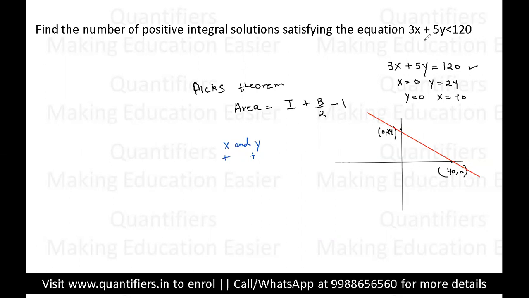So it is also given that 3x plus 5y is less than 120 and x and y are positive. Students, हमें basically वो वाले points निकालने हैं which are lying inside this triangle. I hope everyone is getting what I am saying. जो फर्स्ट क्वाड्रेंट में पॉइंट्स लाई कर रहे हैं हमें वो निकालने हैं. And it is given that 3x plus 5y is less than 120. So that means we are looking for those points which are lying inside this triangle.